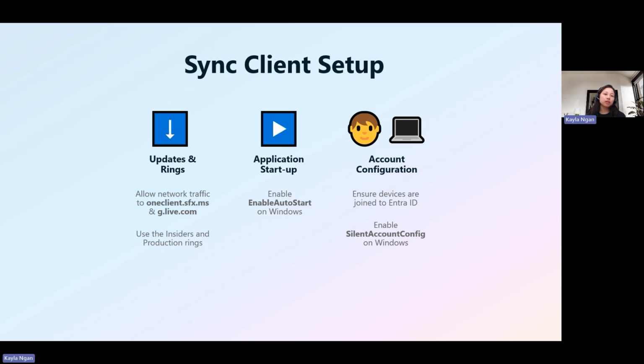So to recap on the sync client setup, for your updates and rings, you're going to make sure you allow this network traffic, and we do encourage you to use both the insiders and production rings. Account startup, do enable this reg key on Windows. And then lastly, for account configuration, ensure your devices are joined to Entra ID and that you enable the silent account config policy on Windows.